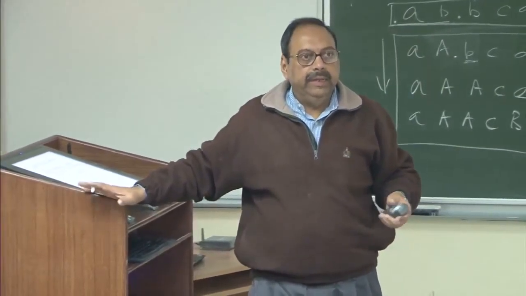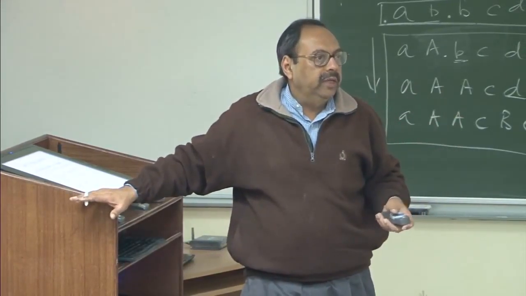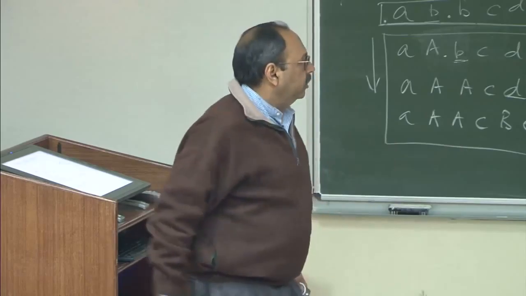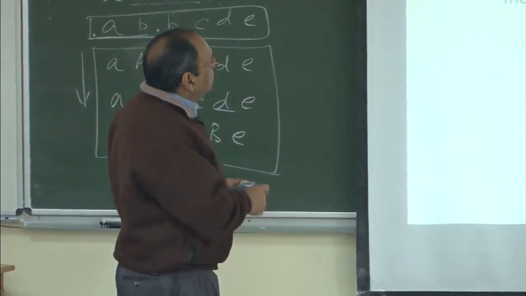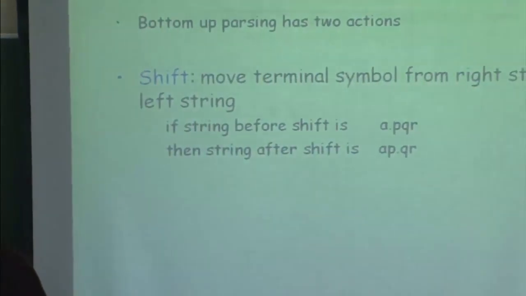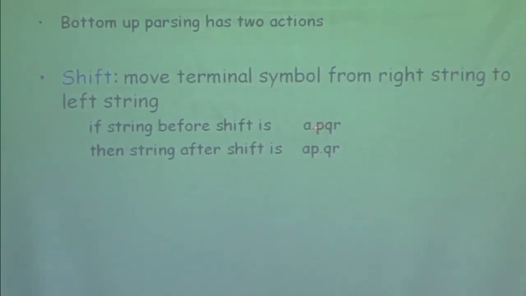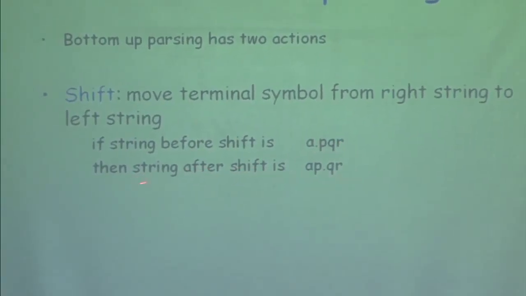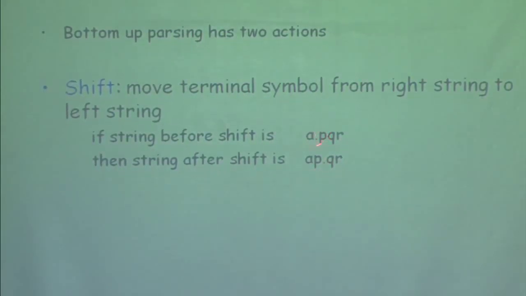So let's do one thing. Let me take an example, take you through a full set of shift and reduce, and then we'll come back to this answer. So shift reduce parsing will have two actions. Either I can do a shift, which says move the terminal symbol on the right hand side of dot to the left hand side of dot. So if this is my configuration, alpha dot PQR, then after shift it is going to be alpha P dot QR. So P has been shifted on left of dot.